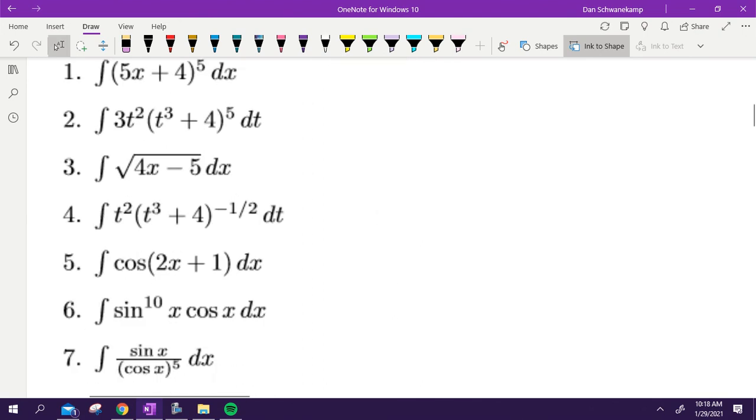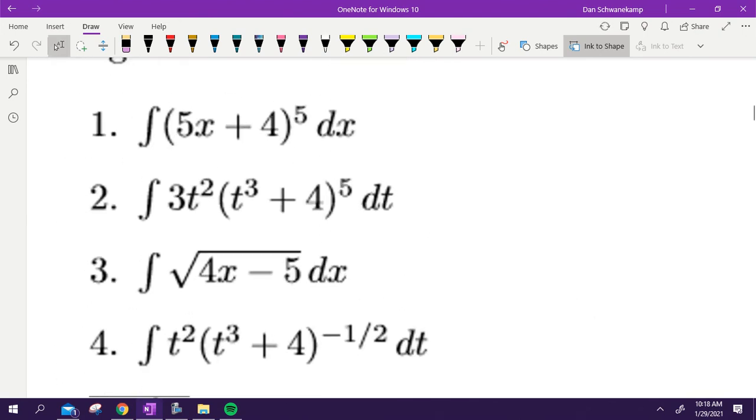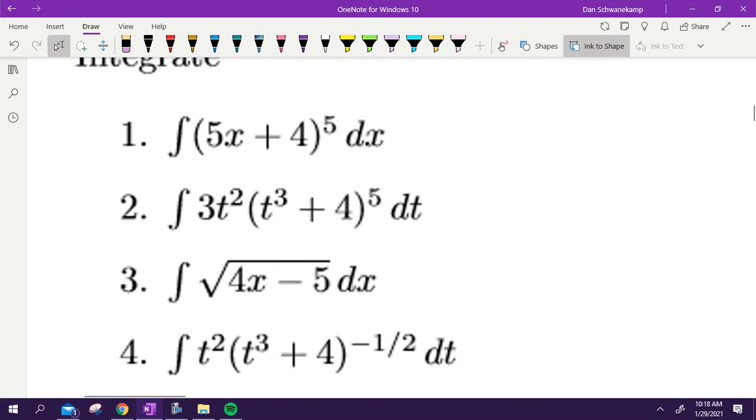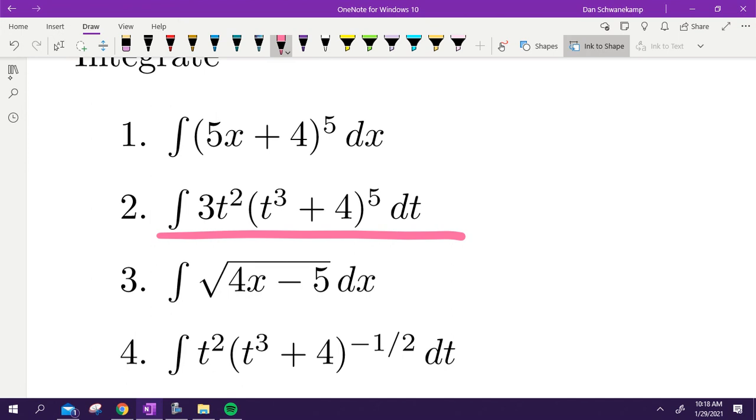Let's do one more real quick activity here. I'm going to just show you a problem. Based on that problem, all I want you to do is identify u. This isn't in your notes. This is just up on the screen. Okay? So looking at this first problem, or number 2 here, what do you think my u is going to be?